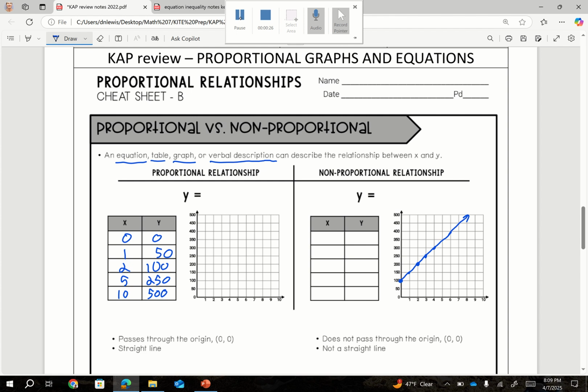On this first one right here I have a table complete. So I'm going to go ahead and graph these points on my table. I've got 0, 0. I've got x is 1, y is 50, x is 2, y is 100, x is 5, y is 250, x is 10, y is 500. So when I connect those dots, you'll notice I make a straight line, and I do pass through the origin of 0, 0. So straight line passes through the origin. That makes a proportional relationship.